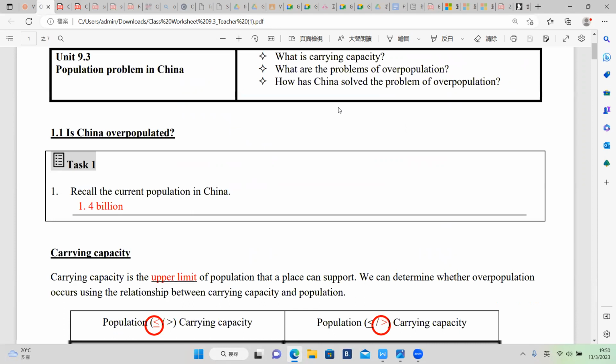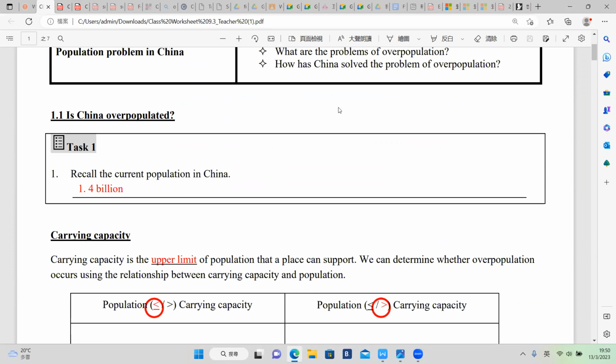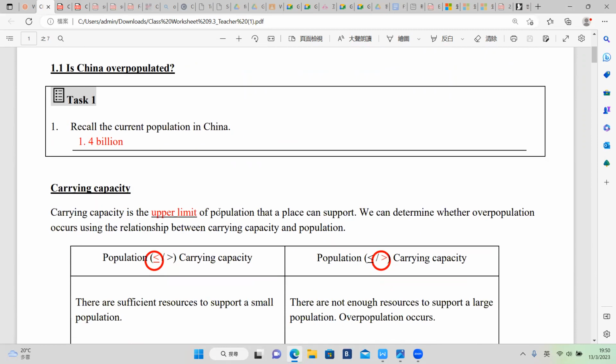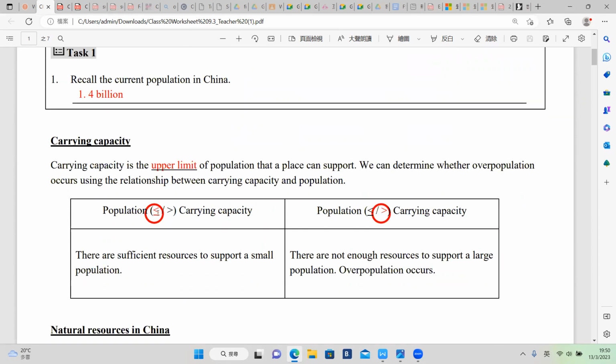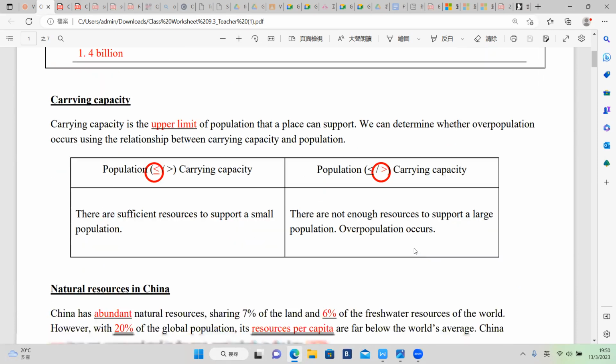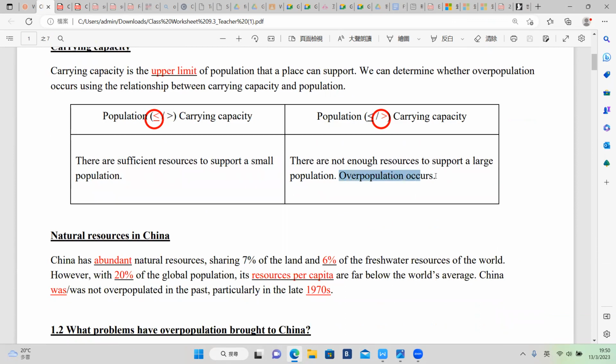First of all, I would like to introduce carrying capacity to you. What is carrying capacity? It is the upper limit of the population that a place can support, like the land and the water that can feed the people or let the people drink. If the population is lower than the carrying capacity, there is no problem. If the population is larger than the carrying capacity, it will be a problem. Overpopulation occurs because we don't have enough resources to support a large population, like land and water.